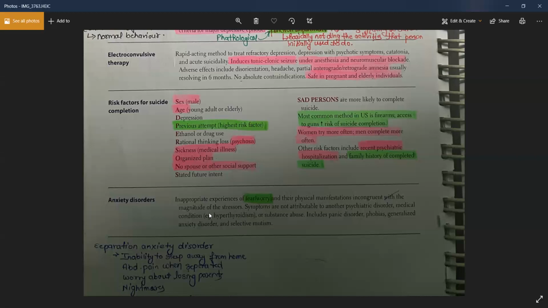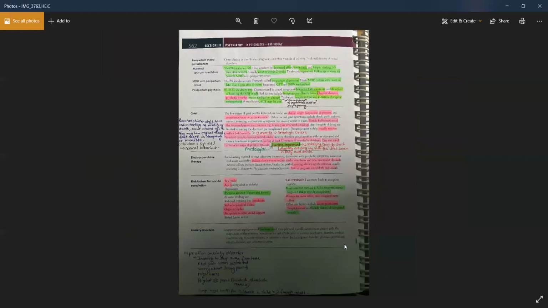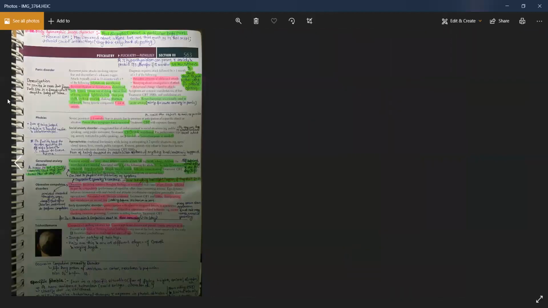Similarly, before giving a patient a diagnosis of MDD, you must rule out hypothyroidism first, because that is again a very common cause of MDD. Substance abuse should be eliminated. The different disorders you get in anxiety include panic disorder, phobias, generalized anxiety disorder, and selective mutism. Let's discuss all of them one by one.